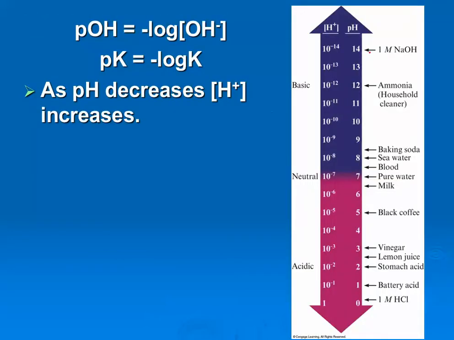So let's go back here. I should say the higher the pH, the more basic it is. Now, it is possible to have a negative pH, and it is possible to have a pH greater than 14. So I don't want you to think that the scale stops here. These are just the more common numbers that we use.